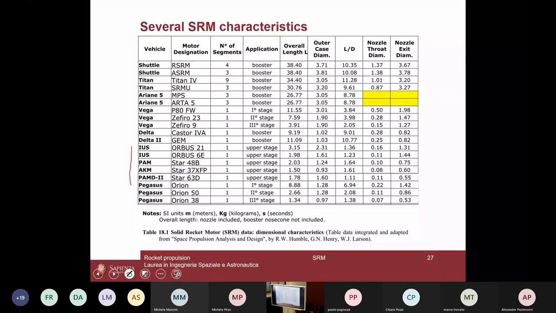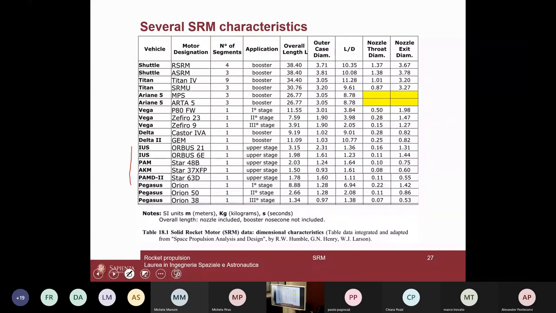Here is a list of different solid rocket motors, either historical or present. And you see that there is a group of them which is used for boosters, for Titan, for Ariane 5, for Space Shuttle, and these are usually big ones.